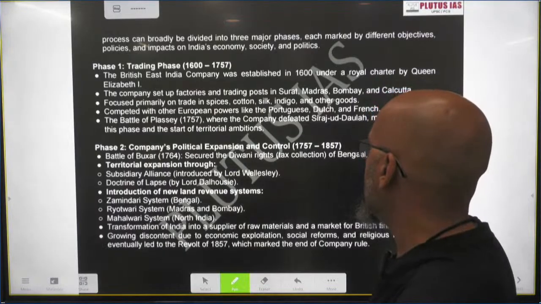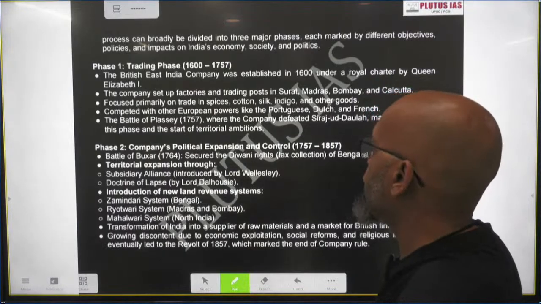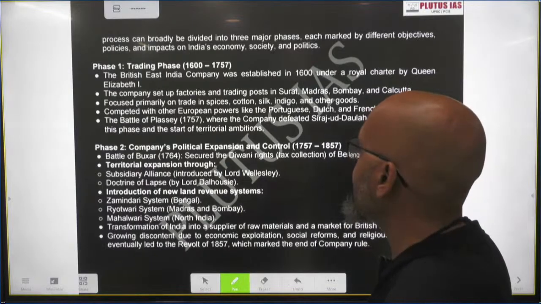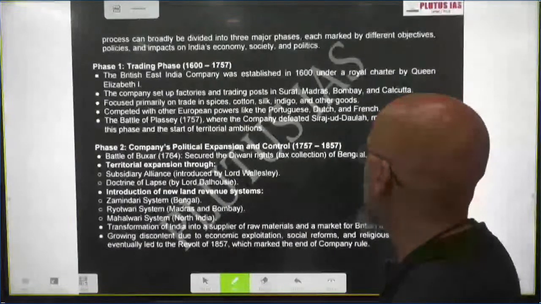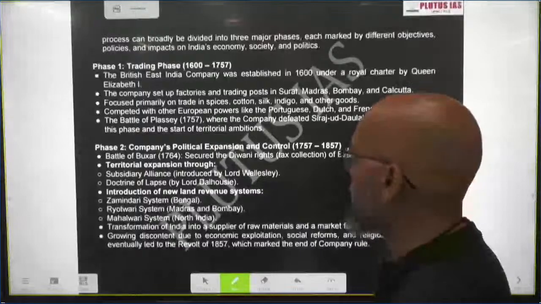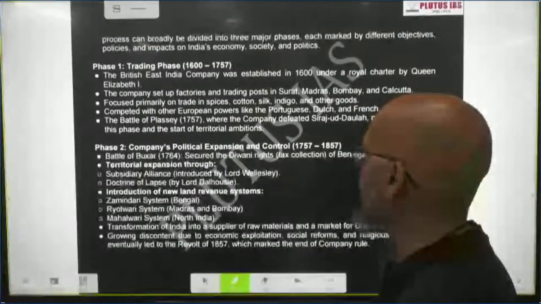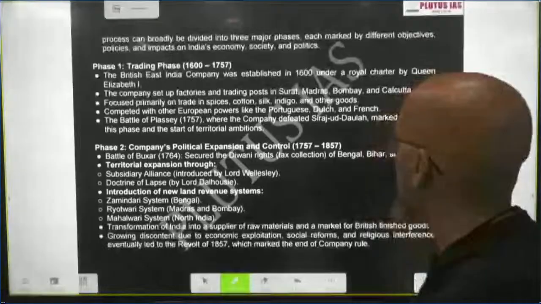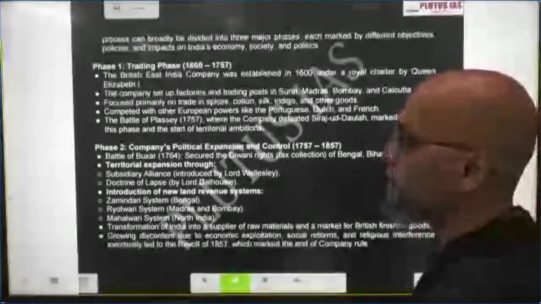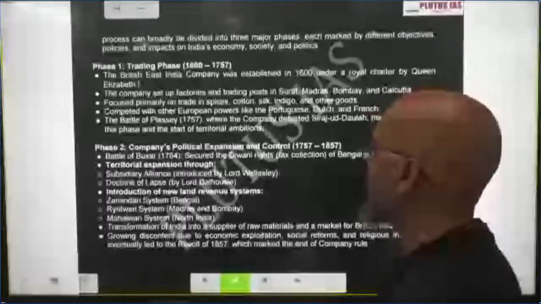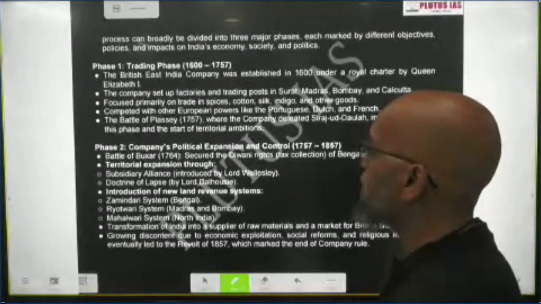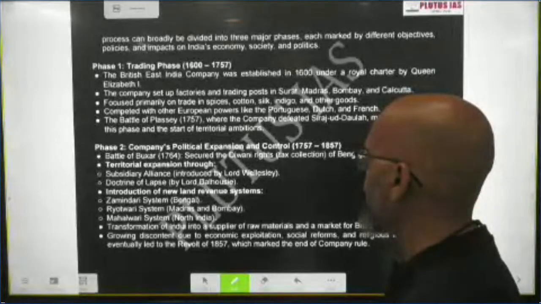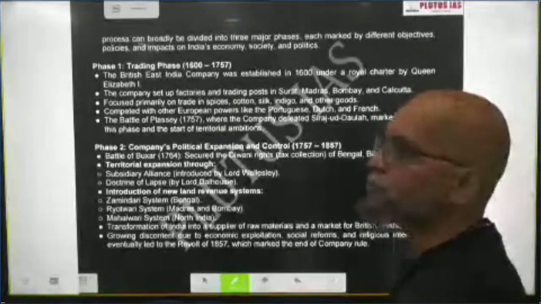This was the trading phase, from 1600 to 1757. The British East India Company was established in 1600 under a royal charter by Queen Elizabeth I. The company set up factories and trading posts in Surat, Madras, Bombay, and Calcutta, focused primarily on trade in spices, cotton, silk, indigo, and other goods. It competed with other European powers like the Portuguese, Dutch, and French.